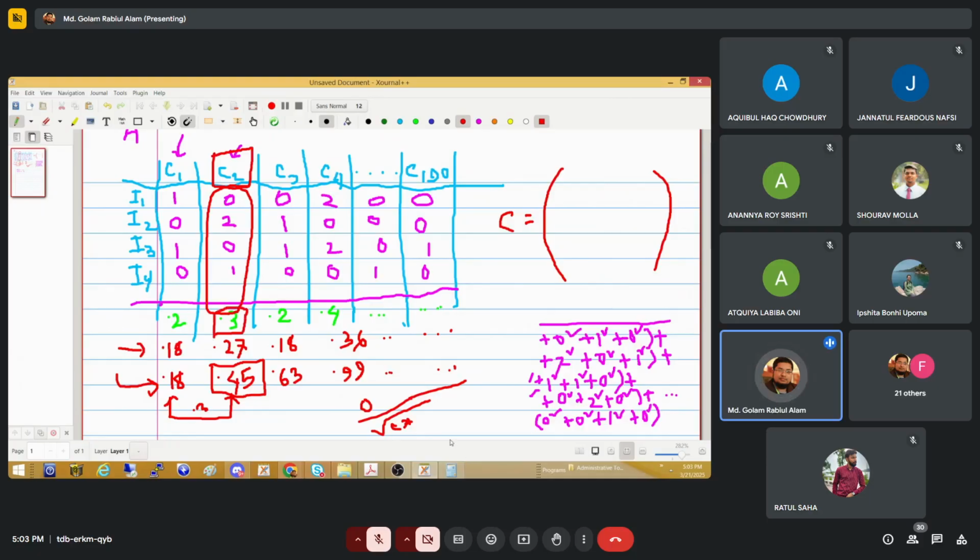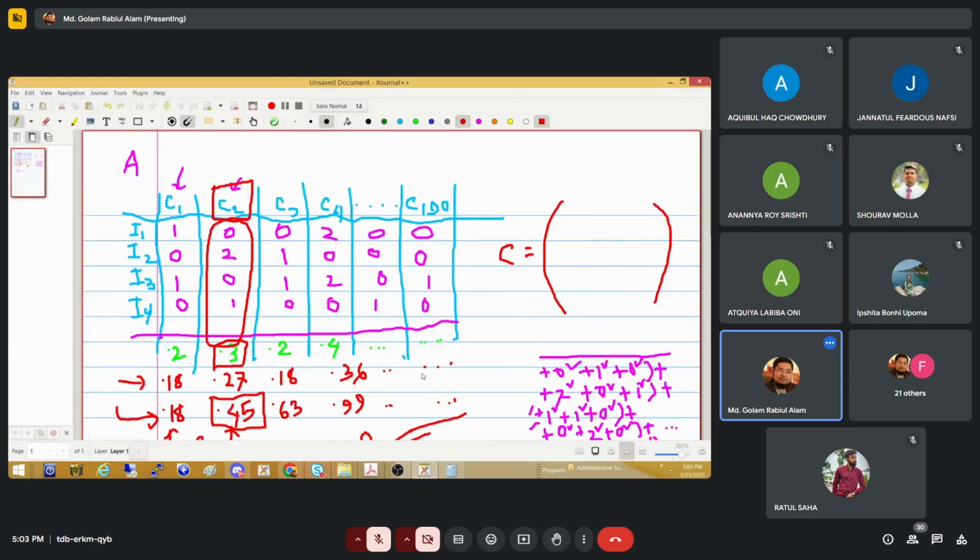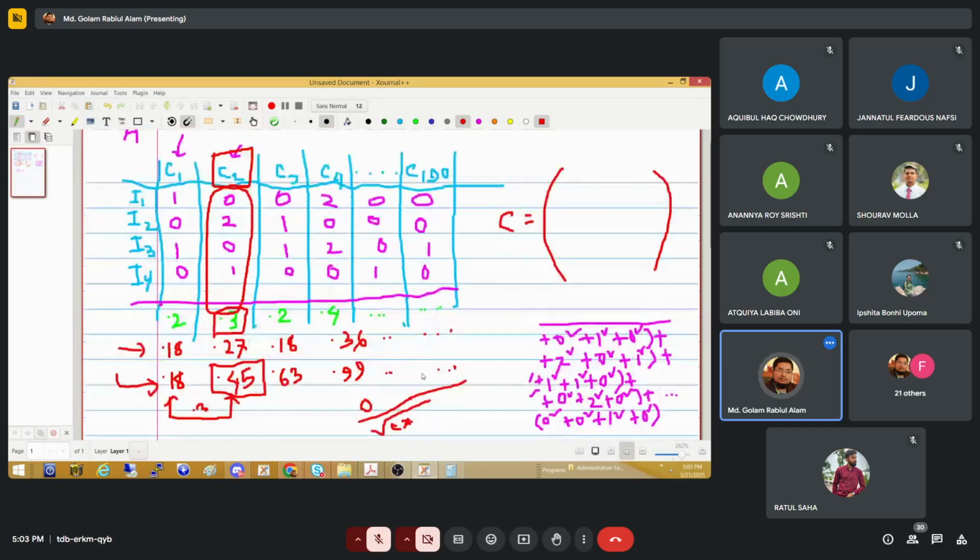So C is what? C is how many columns we want to select. In our case, maybe we want to select 40 columns. So in that case, we have to divide this by the square root of 40 times 0.3. Every value we have to divide by that.